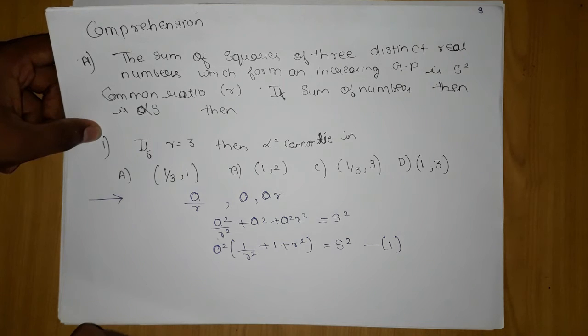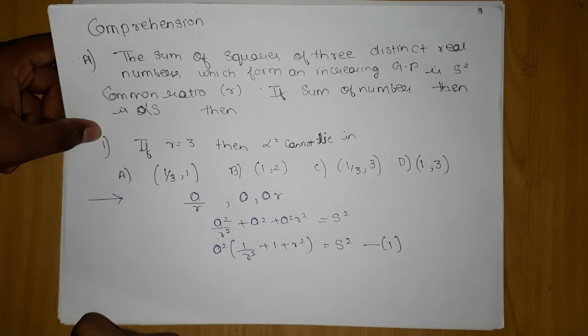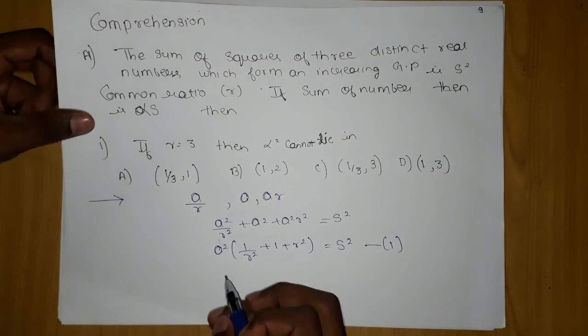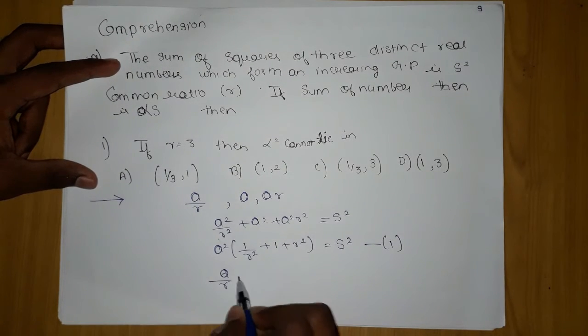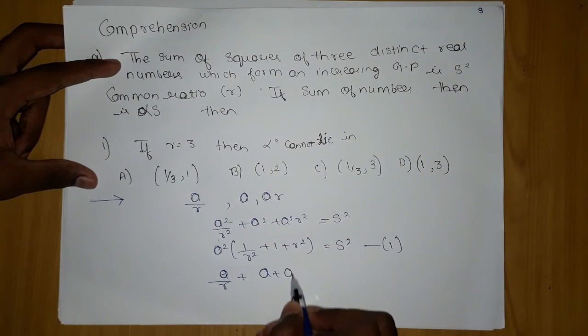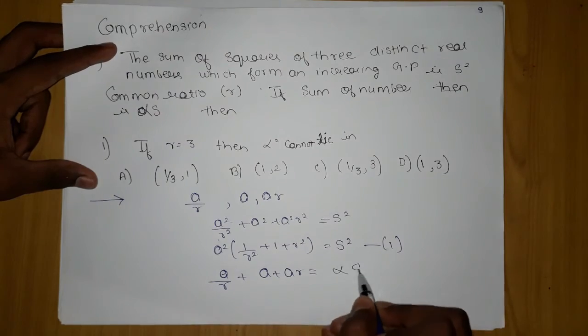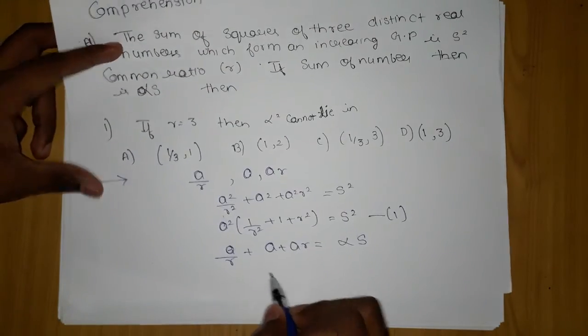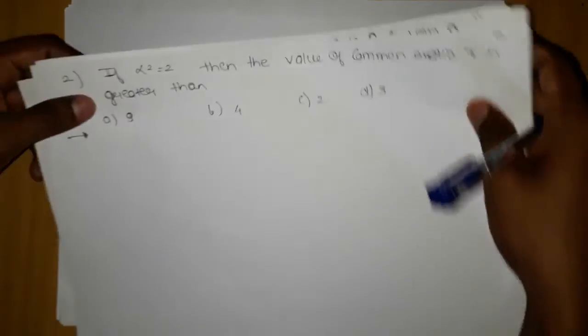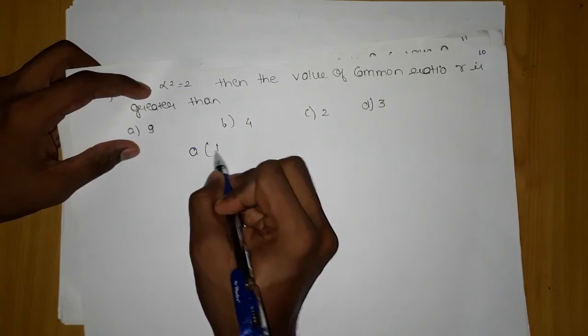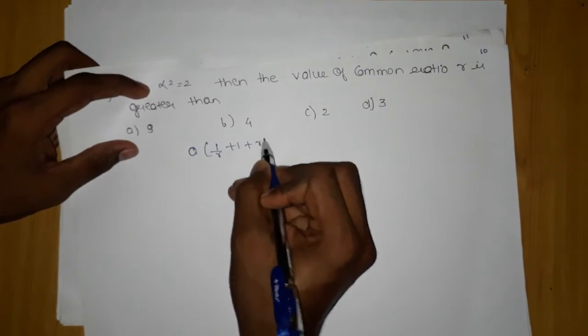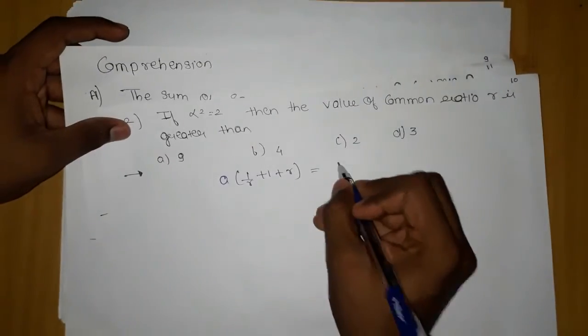Okay, so what we are going to do: S square we have done, common ratio R, and the sum of the numbers is alpha S. Okay, now the sum of the numbers means A by R plus A plus AR is equal to alpha times S, right? So if I take A common, let me solve it here in the second page. If I take A common, we will have 1 by R plus 1 plus R, which will be alpha times S.